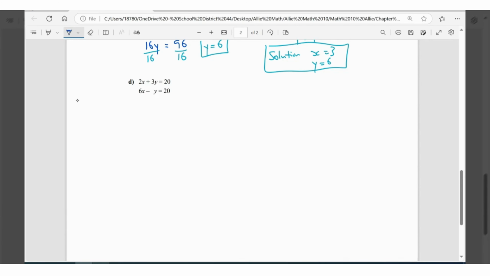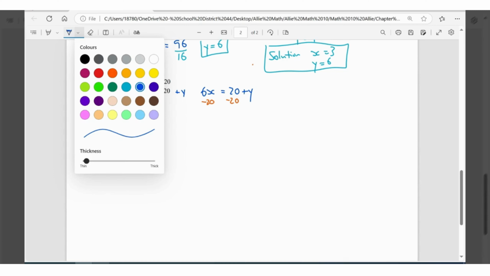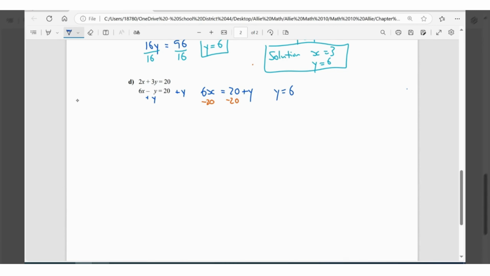And then in fact, I think I will isolate that y that I just made with no coefficient. So maybe let's add y to each side. So we get 6x equals 20 plus y. And then let's subtract our 20 from each side. And we will get y equals 6x minus 20. And then now we have our y by itself. Let's substitute it into our other equation.